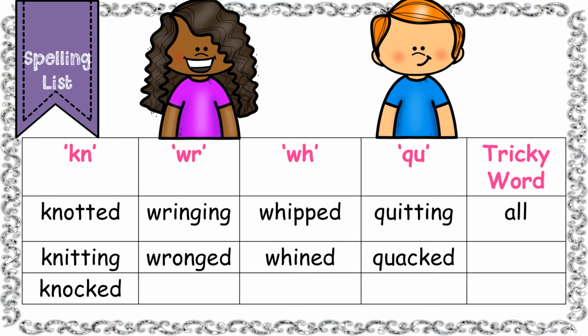Then you've got quacked. Quacked, and quack ends in CK, so we don't have to double anything at the end of it to add that ED. Quacked. Let's touch spell it. Q-U-A-C-K-D. And you know how ED can either make the T, D, or ed sound.